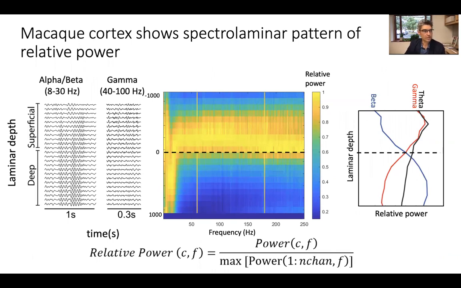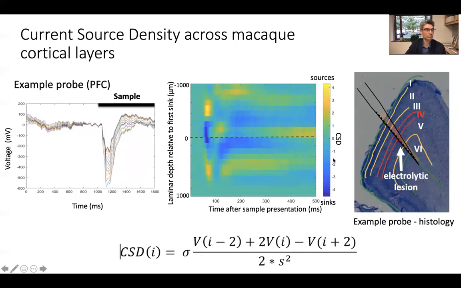It was striking to us to observe a pattern in the local field potential characterized by stronger relative power in the gamma band in the superficial layers and stronger relative power in the beta band in the deeper layers. If we characterize this relative power across all possible frequencies shown on the x-axis and recording depths shown on the y-axis, we observe a spectrolaminar swoosh pattern. This pattern can also be summarized as line plots representing relative power in the beta and gamma frequency bands. We use their crossover point as a criterion to align across probes.